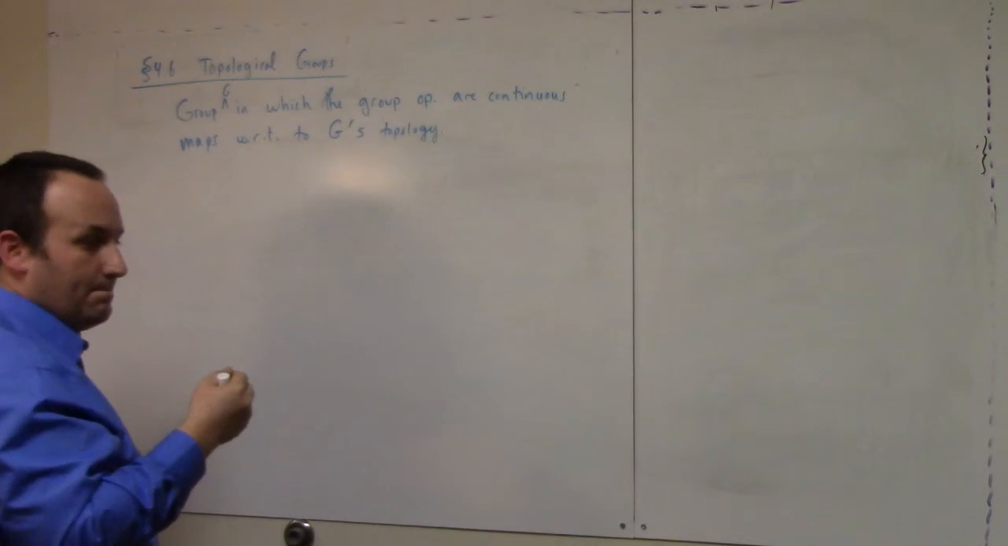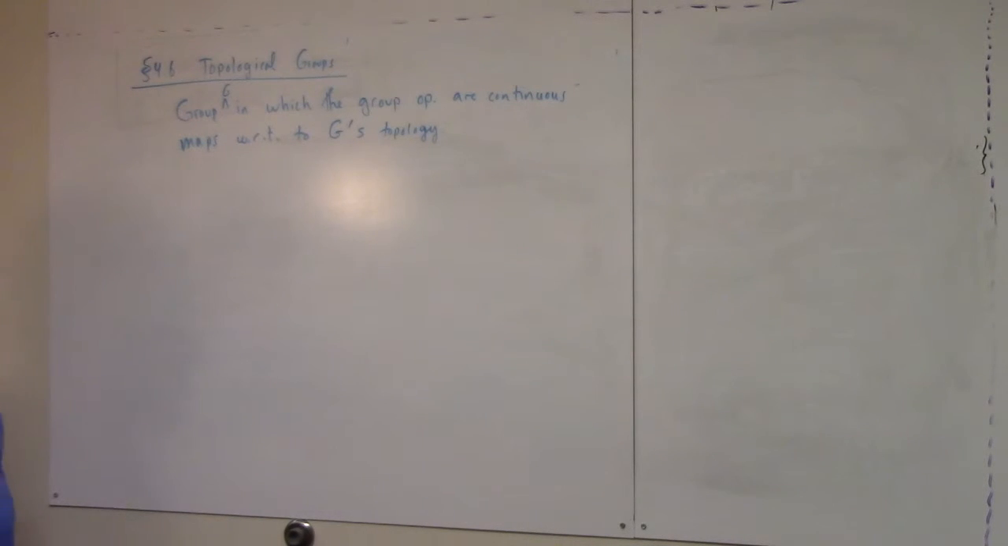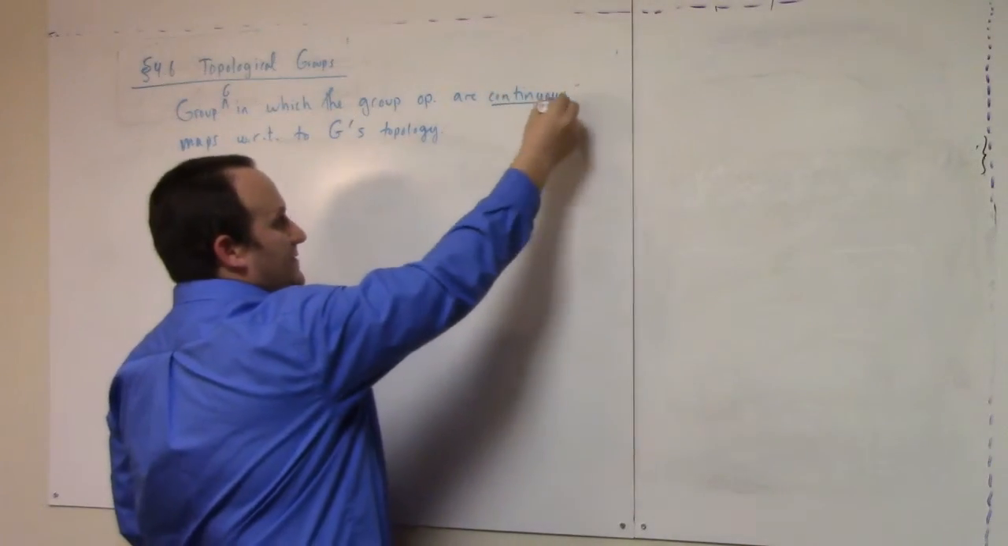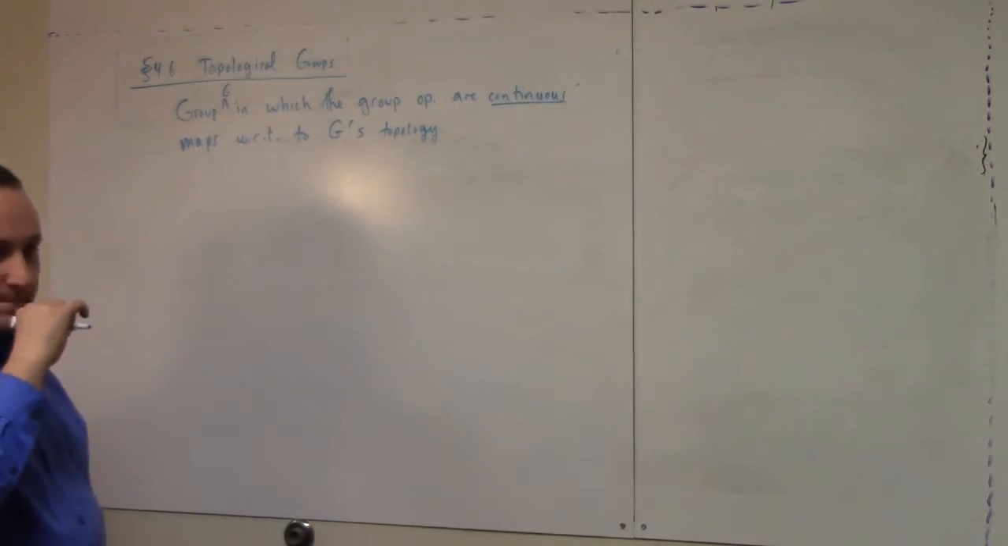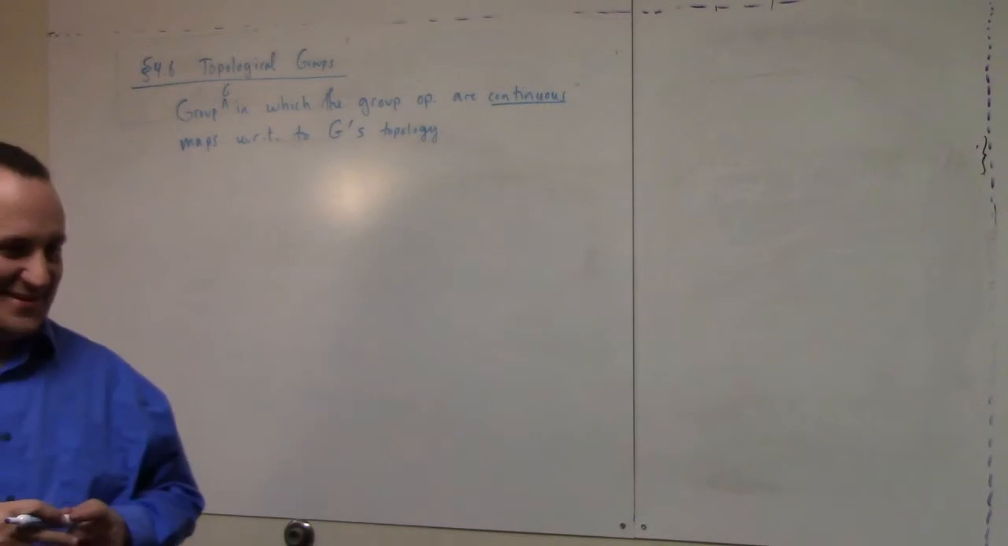Is it the same thing as a Lie group? Well, the difference with a Lie group is we replace continuous with smooth. So that's more structure. There are things which are topological groups which are not Lie groups. But I think all the examples I'm about to show you are Lie groups.